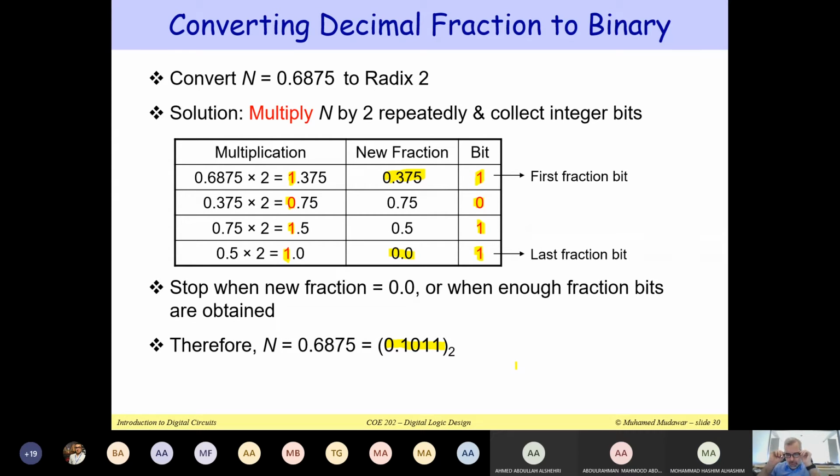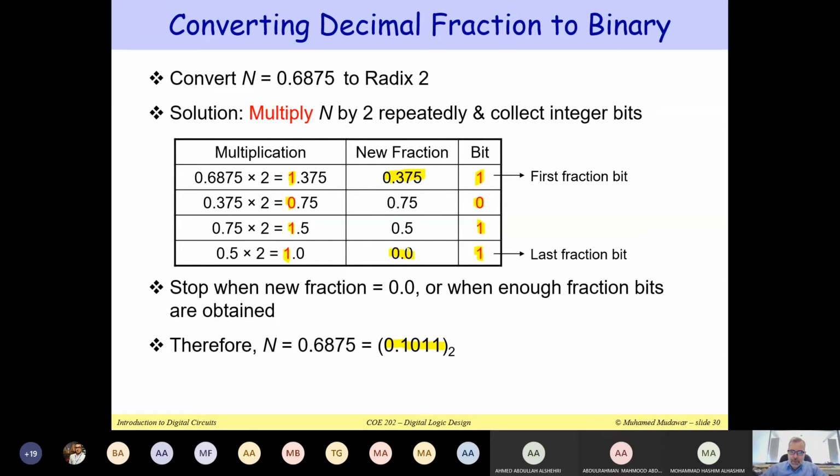Numbers that have fractions that you would like to represent will have a specific number of bits in the fraction, depending, of course, on the amount of memory that you would like to use for the number. So if you are using a specific number of bits, then you stop when this number of bits has been reached. And this has to be specified in the problem statement.